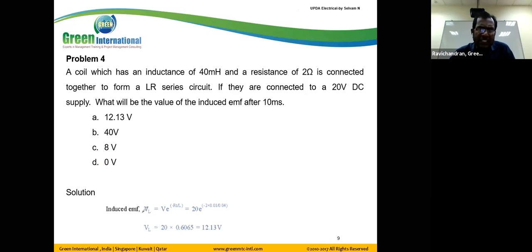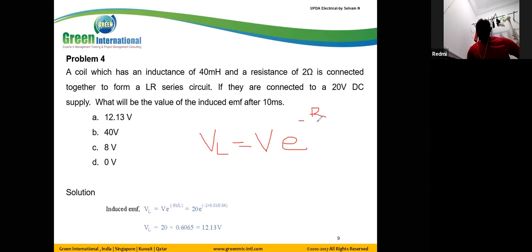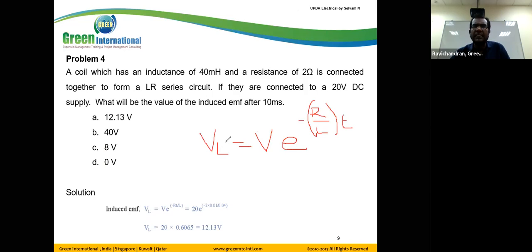So the formula for induced EMF, VL, is equal to V into e to the power of minus R by L into T. This is the formula for the induced EMF. They asked for 10 milliseconds. So this is equal to V e to the power of, sorry.